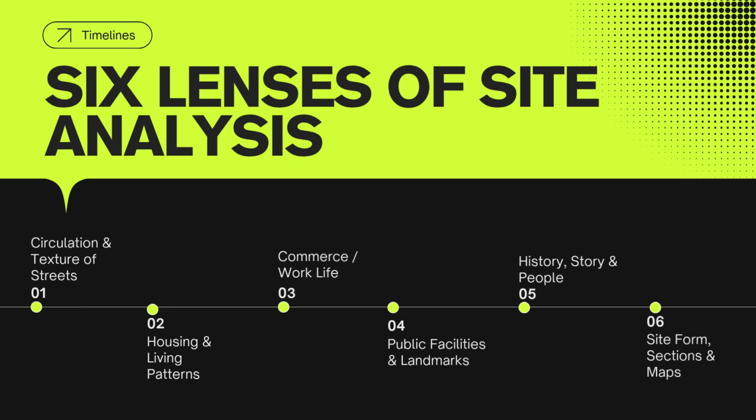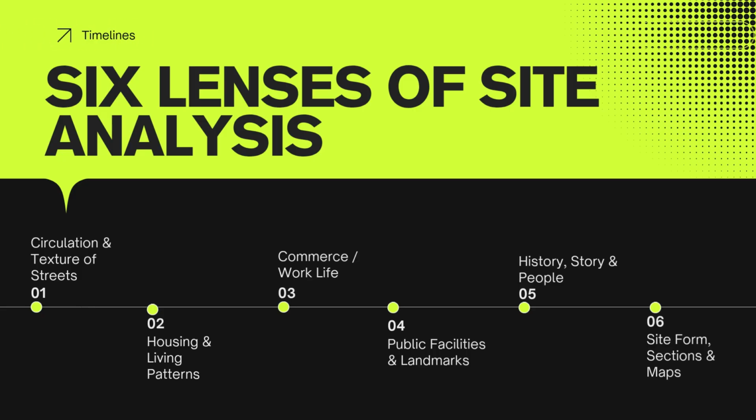To make sense of a site, we don't look at everything at once. We break it down into readable systems. These six lenses are your structure. For every site visit, you will study one lens at a time. Each lens reveals one layer of the site's reality. Circulation tells us how it moves. Housing tells us how it breathes. Commerce tells us how it survives. Public spaces show how it connects, history tells us how it remembers, and form tells us how it's built. Together, they create a holistic understanding, not a list of facts, but an urban portrait.